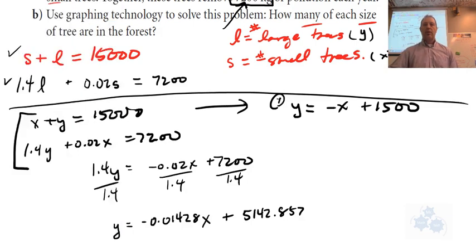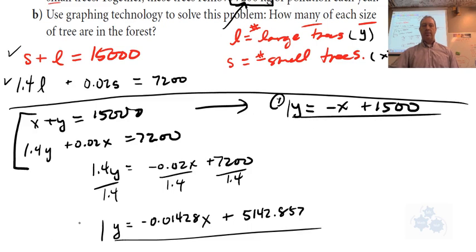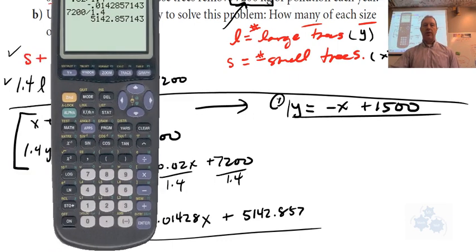Okay, so here are our two equations. There's one and there's one, right? So now we can go ahead and plug this into the graphing calculator and find our intersection point. So let's go ahead and do that.